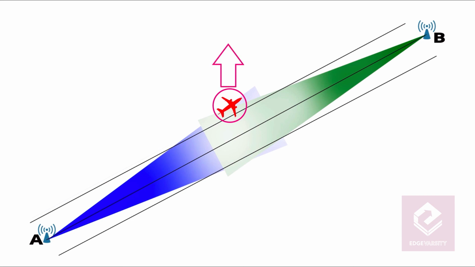This is the precursor of area navigation, which is popularly known as RNAV.